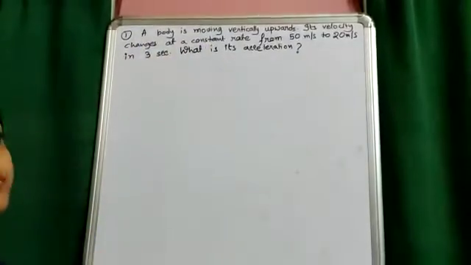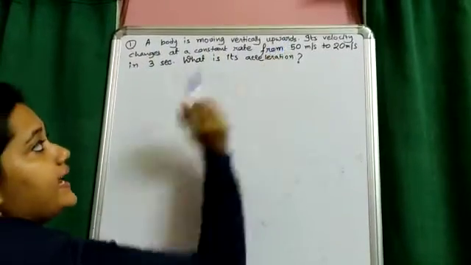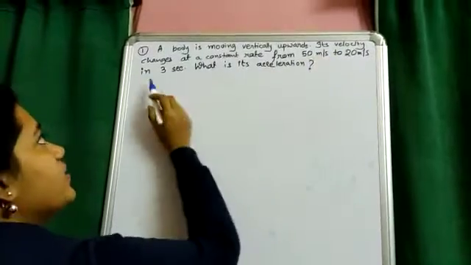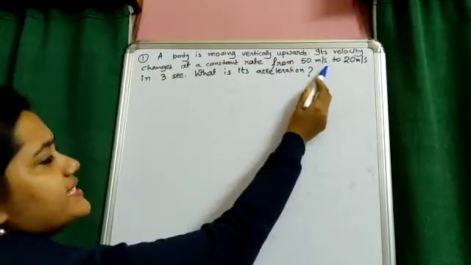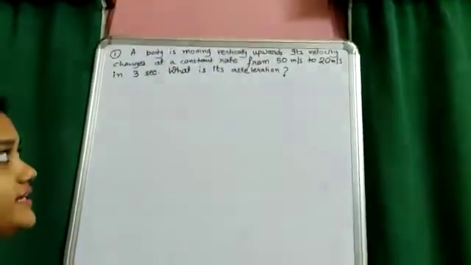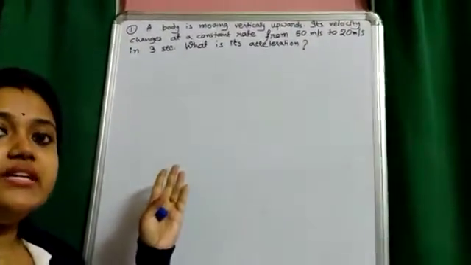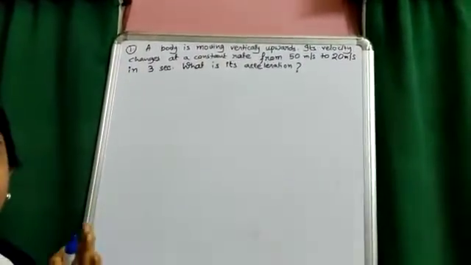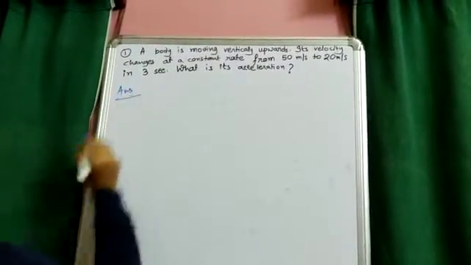What is the first problem? Let us read it. A body is moving vertically upwards. Its velocity changes at a constant rate from 50 meter per second to 20 meter per second in 3 seconds. What is its acceleration? Whenever we are going to solve any numerical problem, the first thing we need to do is find out the given data and list it out first.